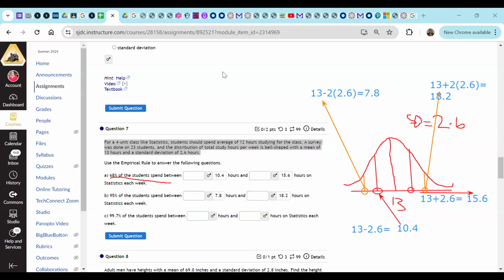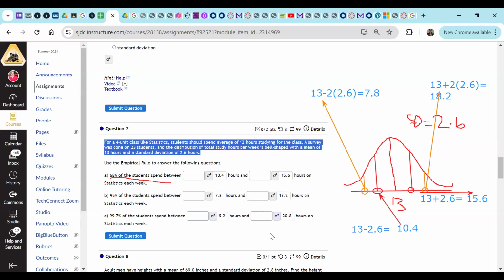Good job, Selena. 5.2 and 20.8 seems correct to me. Yep, 5.2 and 20.8 are the correct answers. 3 standard deviations to the left and 3 to the right. Anyone comes up with a question, feel free to unmute or type in the chat.